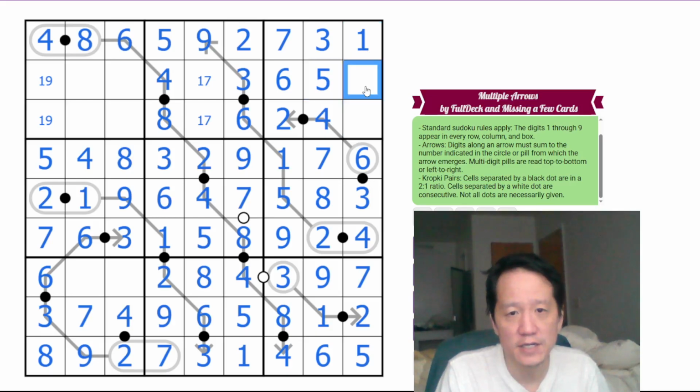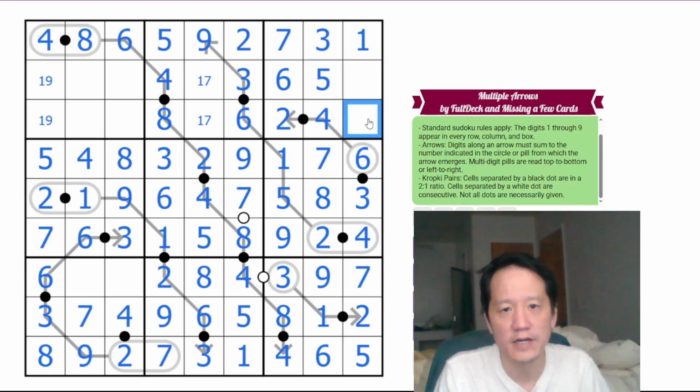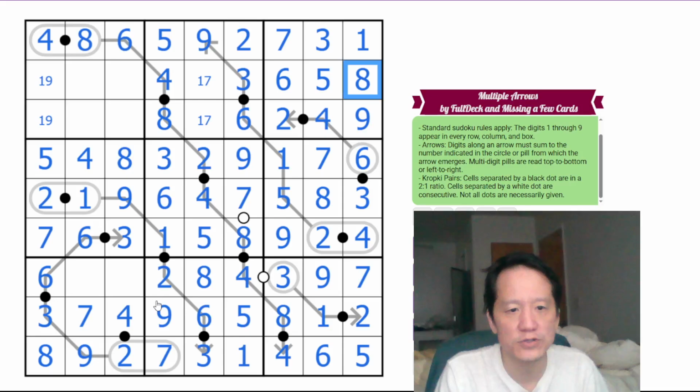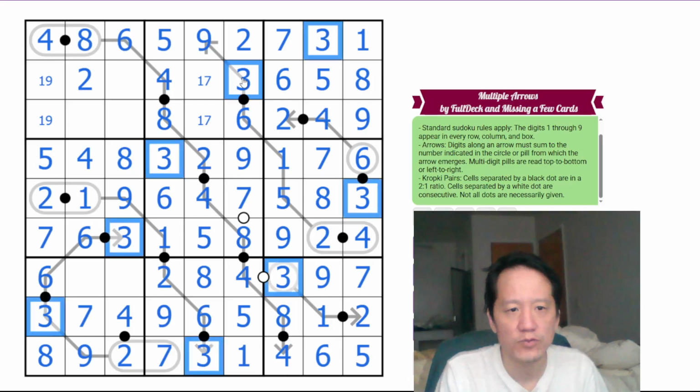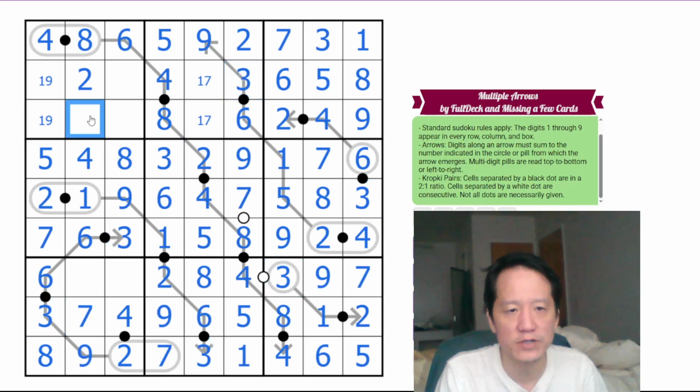The remaining digits in column 9 are 8 and 9, and this can't be an 8 because of that 8, so this is a 9, which makes that an 8. We also know where the 2 has to be, actually, because we have 8 2s, so this is a 2. We know where the 3 has to be because we have 8 3s, so this is 3.